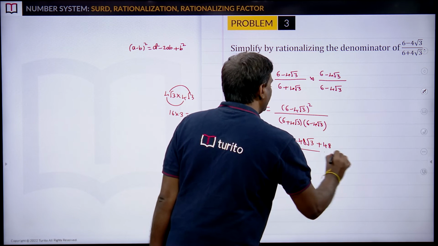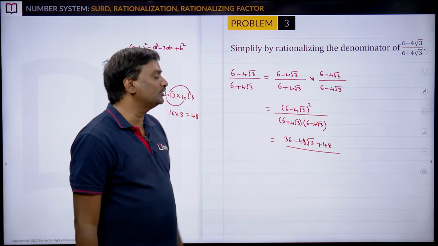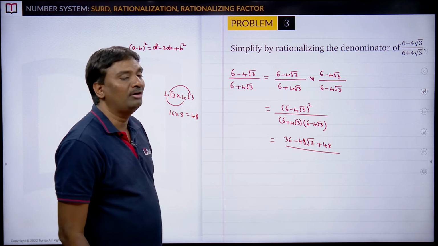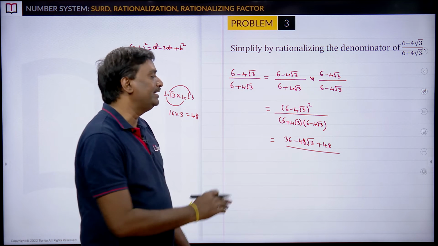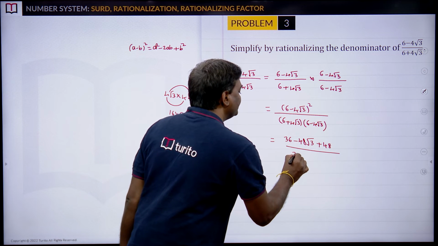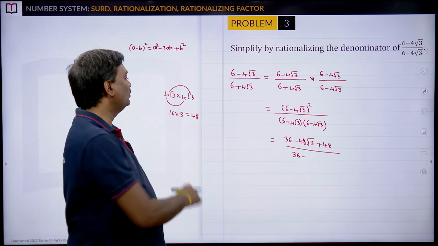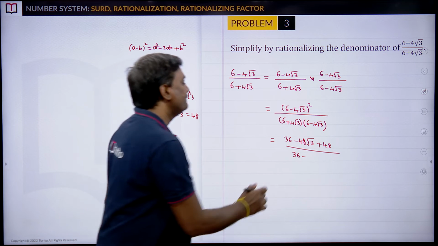plus 48. Now, the denominator 6 plus 4 root 3 into 6 minus 4 root 3 is in the form of a plus b into a minus b, a square minus b square, where a square means 6 square, 36, minus b square, which is again 4 root 3 whole square, you will get minus 48.